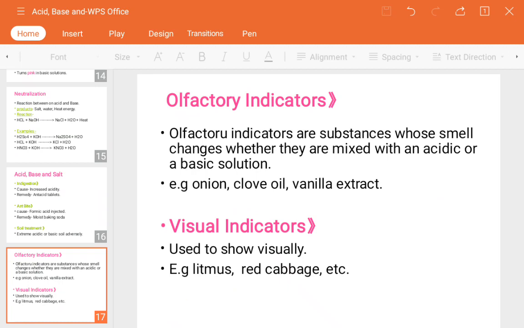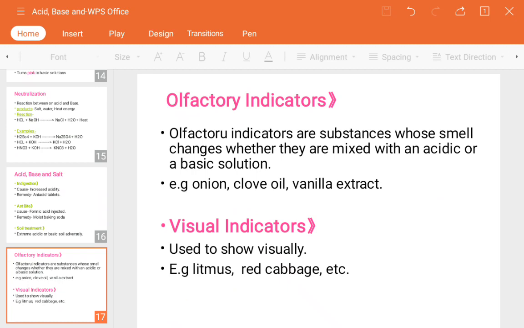Next is indicators whose smell changes whether they are mixed with an acidic or a basic solution. These are some types of indicators where we can feel a smell whenever they get mixed with an acidic or basic solution. For example, onion, clove oil and vanilla extract. These are examples which we see in our daily life. Onions and clove, which is one of the spices. Next is vanilla extract, which we use for different purposes, for flavor.